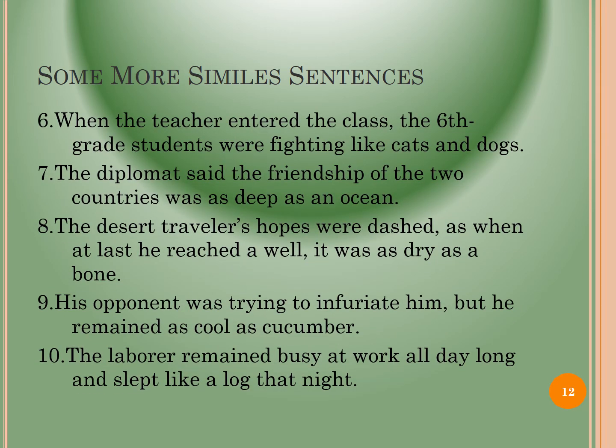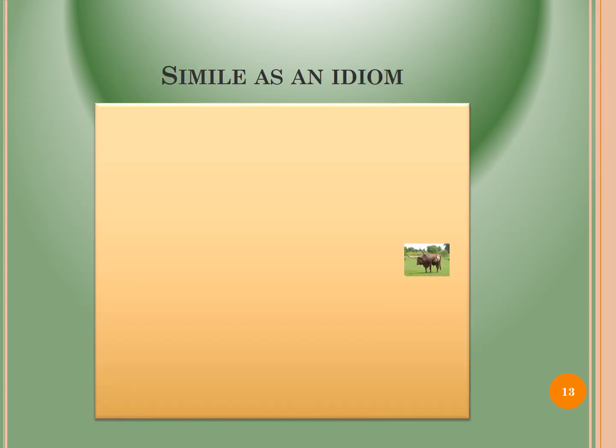Number 6. When the teacher entered the class, the 6th grade students were fighting like cats and dogs. Number 7. The diplomat said the friendship of the two countries was as deep as an ocean. Number 8. The desert traveler's hopes were dashed, as when at last he reached a well, it was as dry as a bone. Number 9. His opponent was trying to infuriate him, but he remained as cool as a cucumber. Number 10. The laborer remained busy at work all day long and slept like a log that night. So this is all about similes and how we use them in sentences.